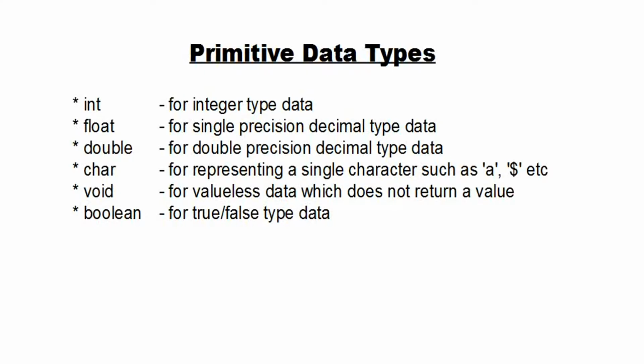If we want to store some type of information such as numeric data or an expression, we use data types to store these. There are basically 6 types of data types: int, float, double, char, void, and boolean. All these data types help us to store information of various types. So let us look at them one by one.